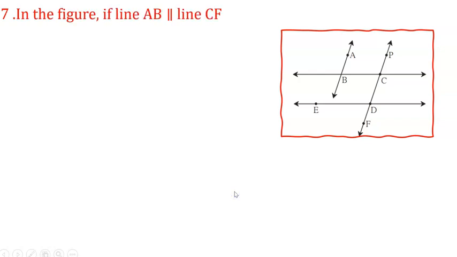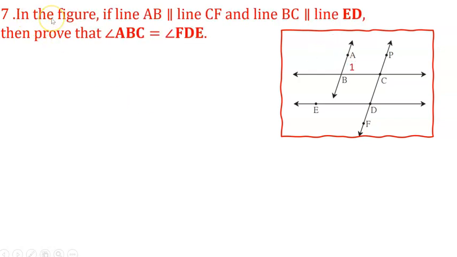Now next, in the figure, if line AB is parallel to line CF, and line BC is parallel to line ED, then prove that angle ABC is equal to angle FDE. Now we will prove this, but before that, see this here.